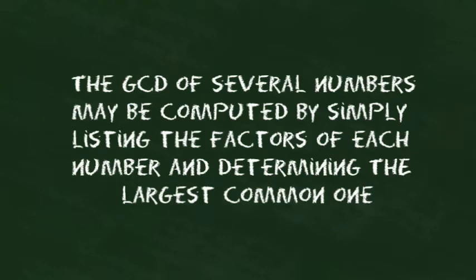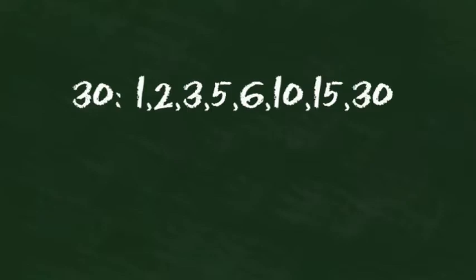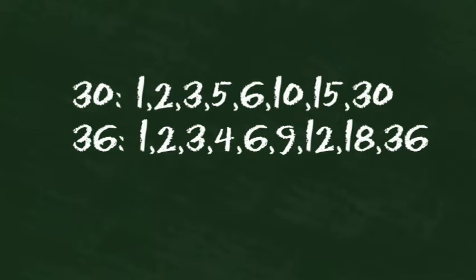The GCD of several numbers may be computed by simply listing the factors of each number and determining the largest common one. For example, find the greatest common divisor of 30, 36, and 24. The factors of 30 are 1, 2, 3, 5, 6, 10, 15, and 30. The second one, 36. The factors of 36 are 1, 2, 3, 4, 6, 9, 12, 18, and 36.